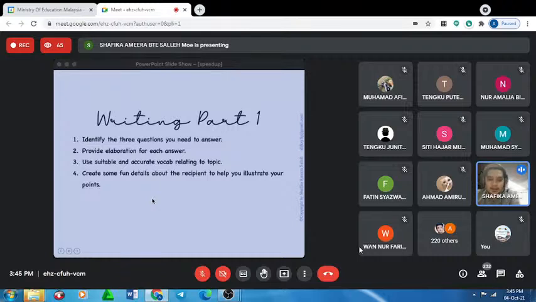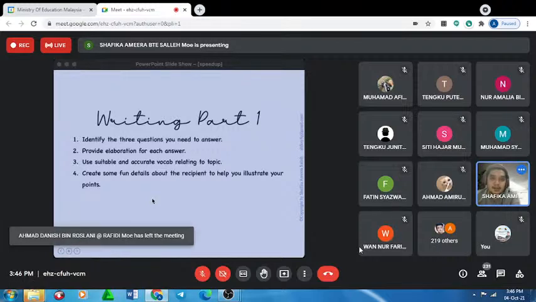Maksudnya dekat sini, if you're talking for example about e-sport ataupun online game, okay, so you need to think of some good vocabularies ataupun some good words related to the e-sport. Okay, competition for example, okay, gaming, what about the gaming gears, okay, for example.